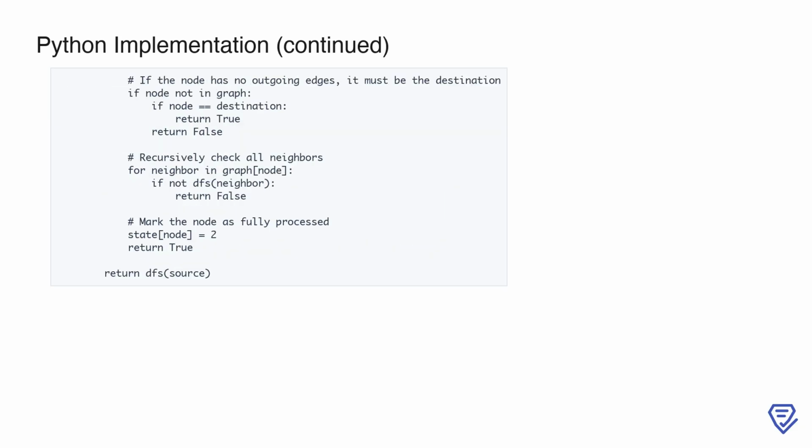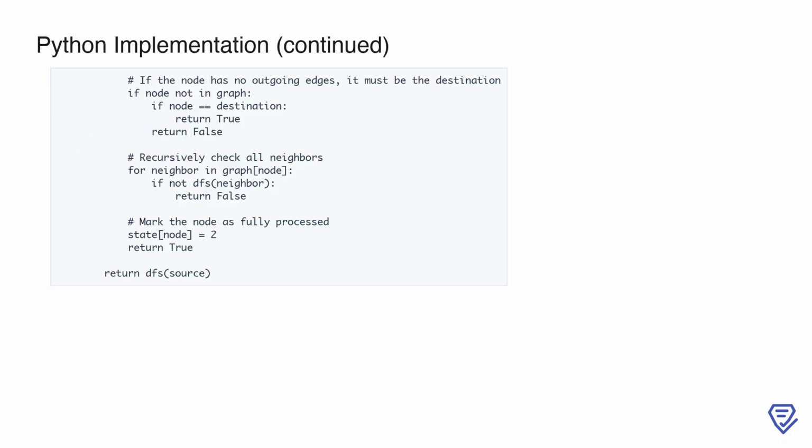The next step in the DFS function is to check if the current node has any outgoing edges. If it doesn't, the only way it can satisfy the problem's conditions is if it directly matches the destination node. If it's not the destination, we return false since the path doesn't terminate correctly. Otherwise, we proceed to recursively explore all the neighbors of the current node.